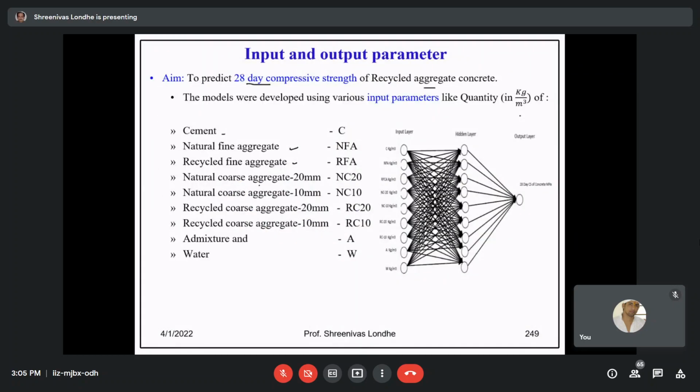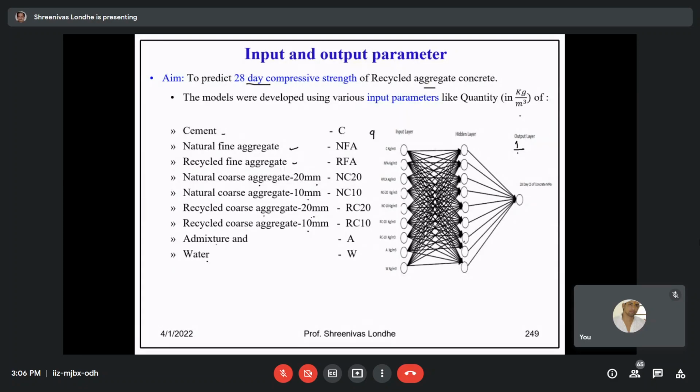Recycled fine aggregate, natural coarse aggregate 20 mm and 10 mm, recycled coarse aggregate 20 mm and 10 mm, admixture and water content were my input parameters. So as you can see here, this is my neural network which was developed. I had 9 input parameters and one output parameter, which is the 28-day strength of concrete, and I had one hidden layer with some hidden neurons.